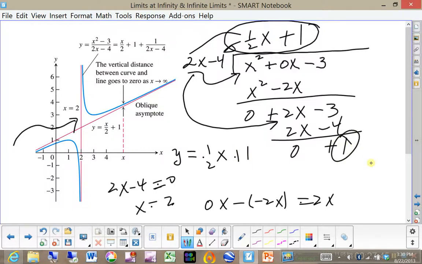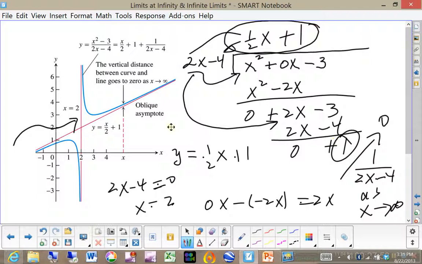And the remainder divided by the denominator, which is 2x minus 4, as you can see, goes to 0 as x goes to infinity. So as x goes to infinity, the blue curve gets closer and closer to the red asymptote. So this concludes our video on limits at infinity and infinite limits.